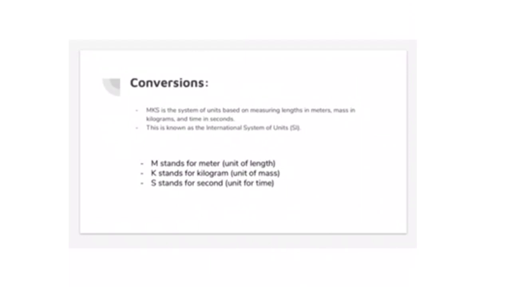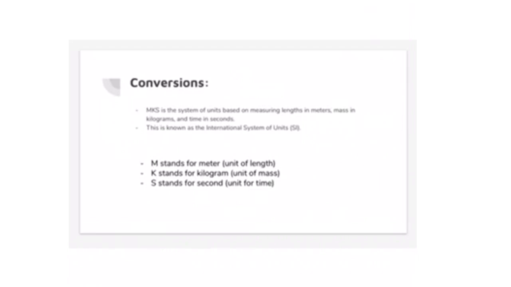So as I said in the intro, today we're going to be doing conversions. So MKS is the system of units based on measuring length in meters, mass in kilograms, and time in seconds. This is known as the International System of Units, SI. So in every problem that we're going to be doing in physics, we're going to need to convert every single unit into meters, kilograms, and seconds.